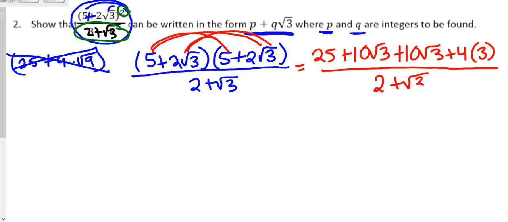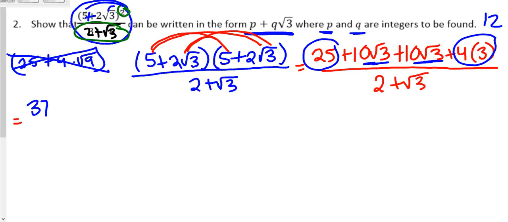So we just rewrite that to make sure that our equations are equivalent. On the top, we have a couple things to combine. We have 2 whole numbers. 4 times 3 is 12. And we have 2 things with the square root of 3, so we will combine those as well. 25 plus 12 is 37. 10 square root of 3 plus 10 square root of 3 is 20 square root of 3. All over 2 plus the square root of 3.